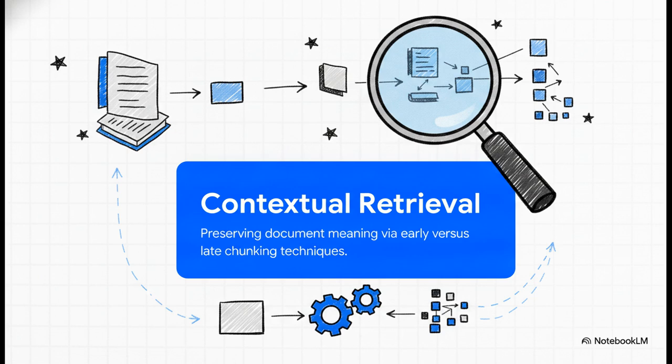Advanced techniques now use what's called late chunking. This means the AI reads the whole chapter for overarching context first and only then zooms in on the specific paragraph you need, making sure the true meaning is never lost.